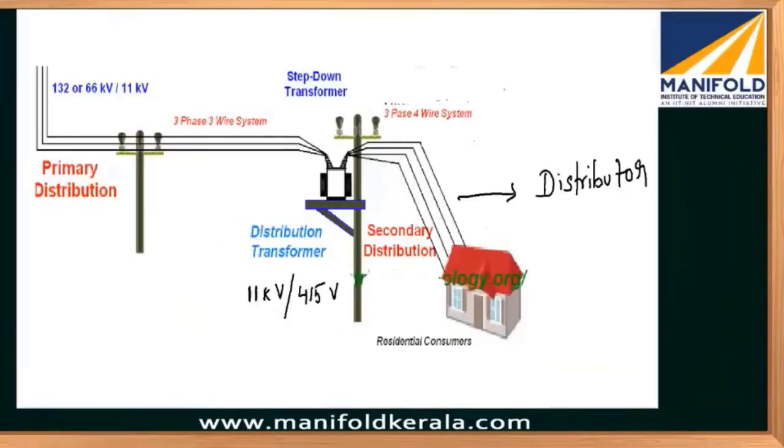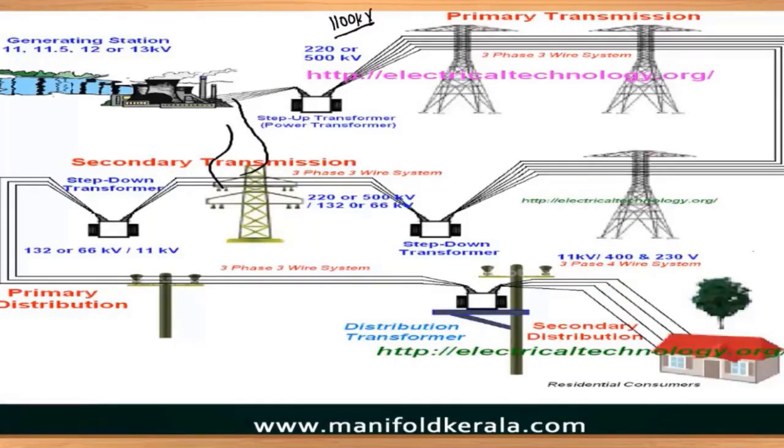High voltage transmission occurs. There will be only three conductors in transmission, gentlemen. In high voltage transmission, there will be only three conductors: R phase, Y phase, and B phase. There won't be any neutral in the transmission. Why the neutral will not be there, we'll discuss further.